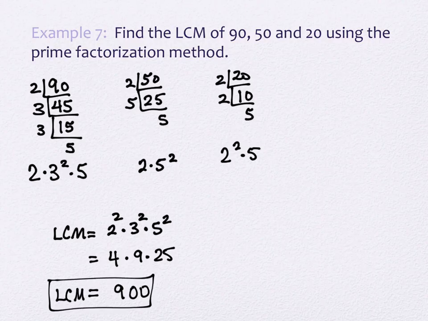Now, if you wanted to check, it wouldn't necessarily tell you it's the least common multiple, but that it is a common multiple, you could take the 900 and make sure it divides by 90 and 50 and 20. Right? 900 divided by 90, no problem. 900 divided by 50, no problem. And 900 divided by 20, same thing.